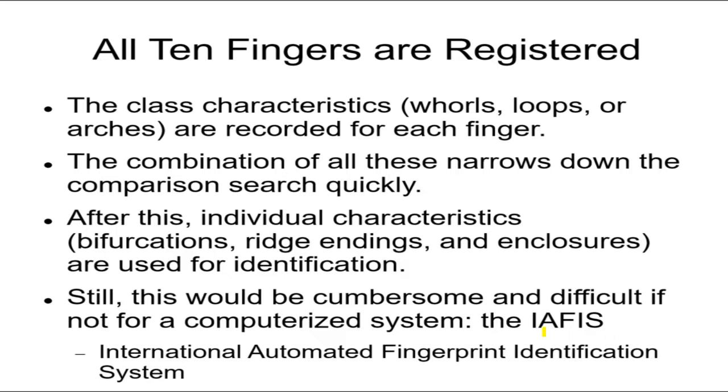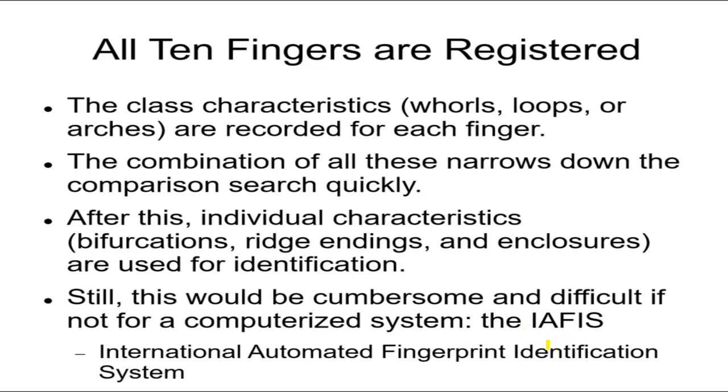Once you have the fingerprint that was there from the criminal at the crime scene, the fingerprint analyst will say, okay, I found a bifurcation here, I found an enclosure here, I found a ridge ending here and here and here. They send their information to the IAFIS. They send it to the automatic fingerprint identification system.